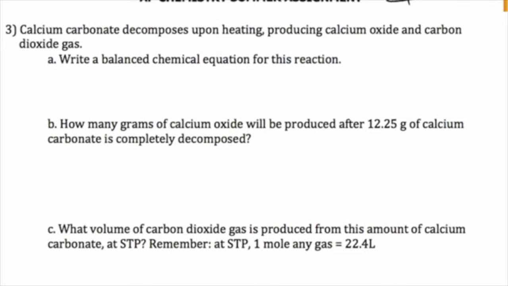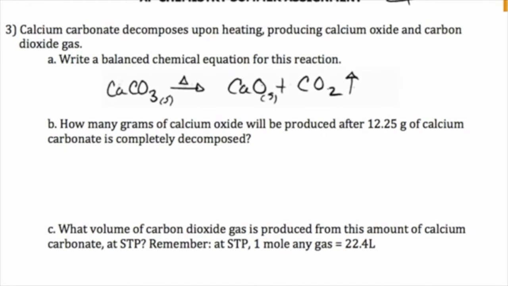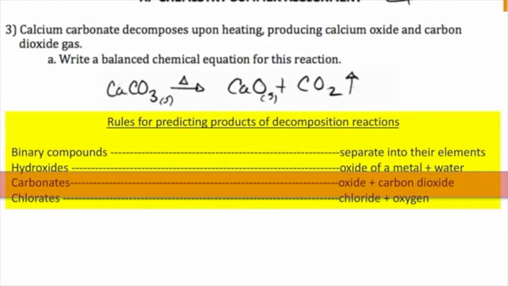Calcium carbonate decomposes upon heating, producing calcium oxide and carbon dioxide gas. Write a balanced equation for this reaction. This is a decomposition reaction. Calcium carbonate, when heated, forms calcium oxide and carbon dioxide gas. Don't forget the rules for predicting products of decomposition reactions. For example, carbonates are known to break down into an oxide, in this case calcium oxide, and carbon dioxide gas.